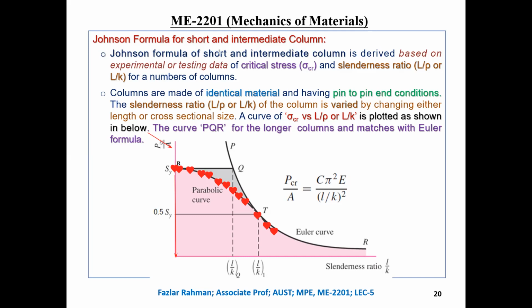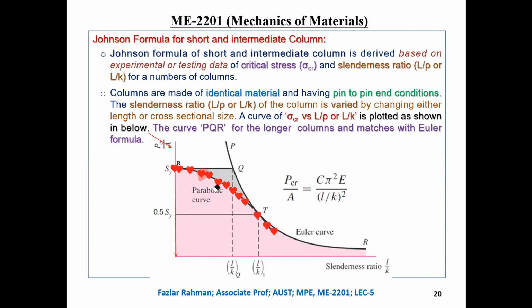Similarly, if I talk about this point, what is my stress? You make a line toward the left side. This mark will be the stress, and at the bottom, this mark will be L by K. So you see, for point B, L by K is 0 and stress will be SY.